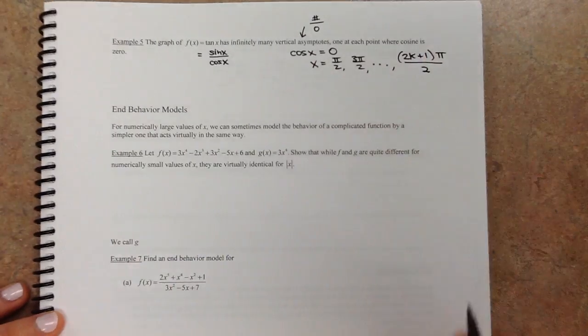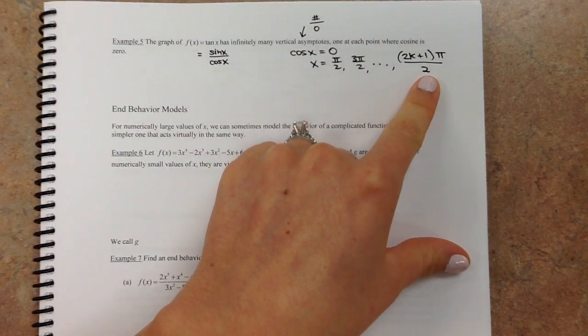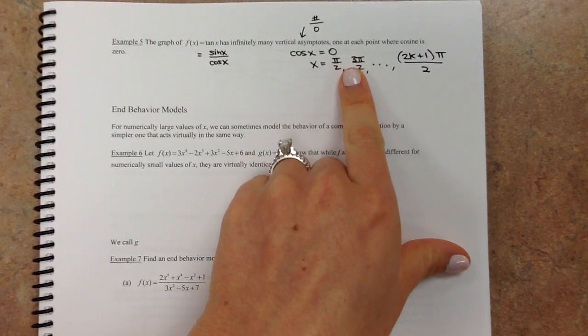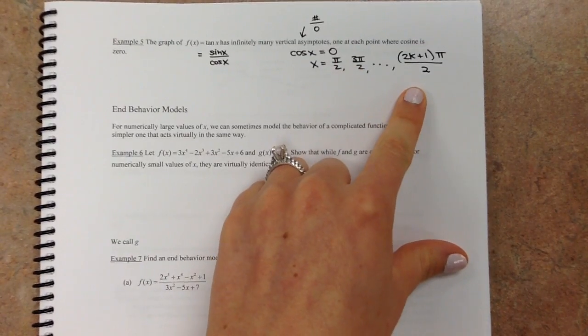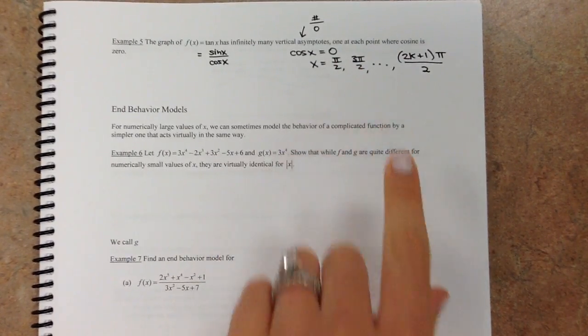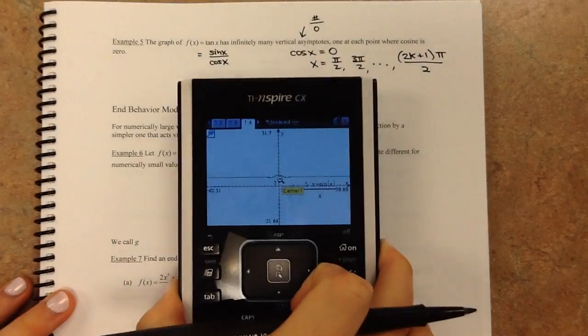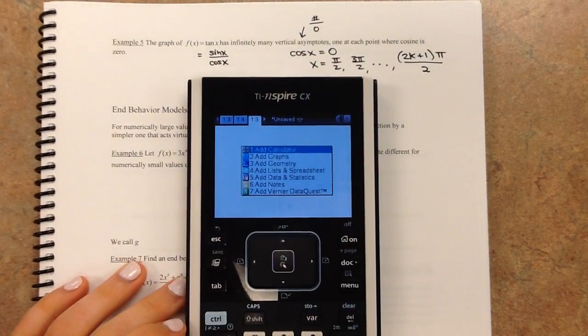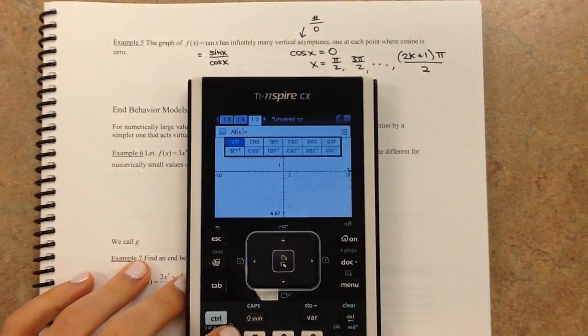So that is how you write a very generic form of what we just talked about here, this pattern. Okay, so you're going to get vertical asymptotes at any of those places. Now, let me show you what happens. New graph here. Let me show you the tangent function.